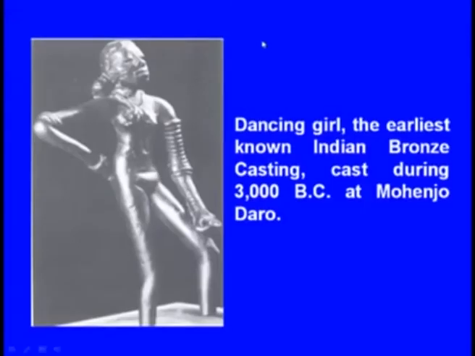Now, let us see this dancing girl. This is the dancing girl which was cast in Mohenjo-daro during 3000 BC. You can see all the important features, all the minute features, were excellently cast in this dancing girl. Now, it is still there in a museum in Mohenjo-daro, Pakistan. This was manufactured originally in India. So, India was also popular for the casting process.